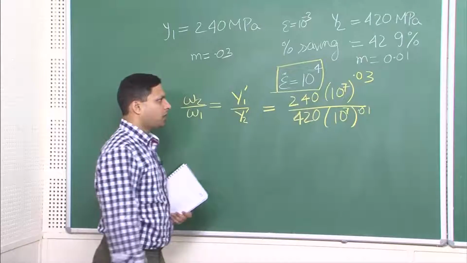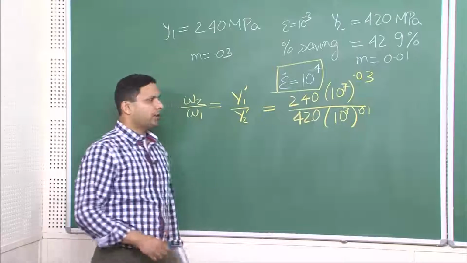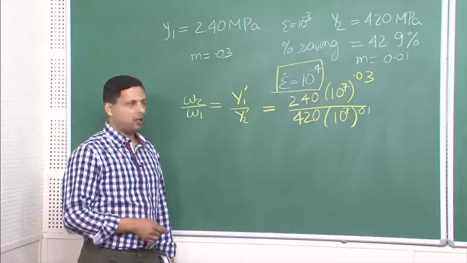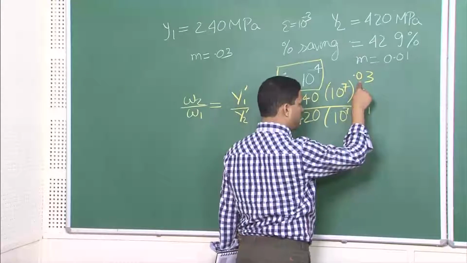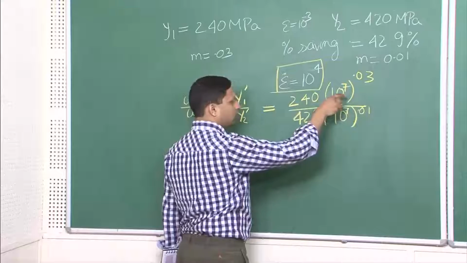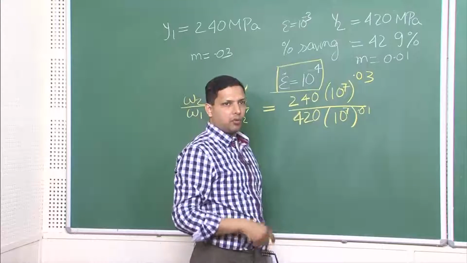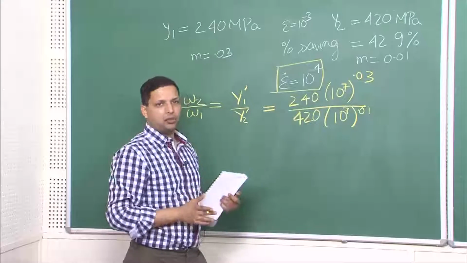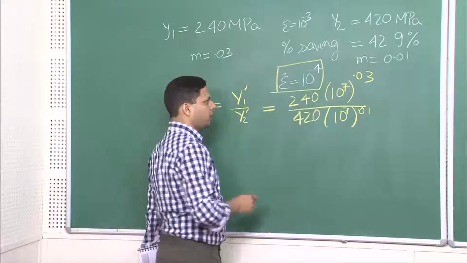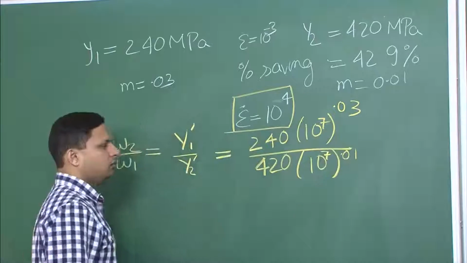Now, you remember I also told you that just by looking at the problem, you should be able to guess whether the percentage saving will increase or decrease. Now, we said that since this is 0.03, which is higher than 0.01, this yield strength will increase to a much larger value than the increase in this one, and therefore, the difference between the yield strengths will come down, will decrease, and therefore, the percentage saving would also go down.